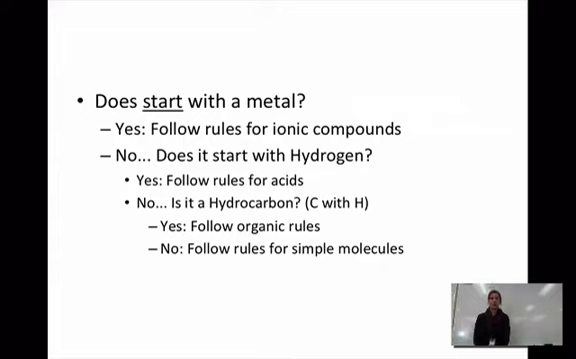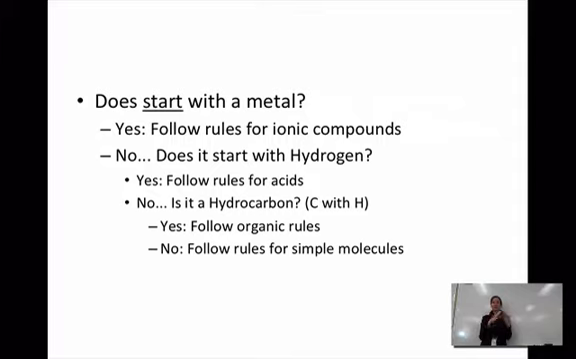To start with, you have to ask yourself about the first thing that's listed, whether it's the name or the formula: is it a metal? Because if it is a metal, you're going to follow all of your rules for ionic compounds. But if it's not a metal, then you have a different naming system. So if it's not a metal, the next question is: is it a hydrogen? Because if it's a hydrogen, then that's an acid, and you'll follow acid naming systems.